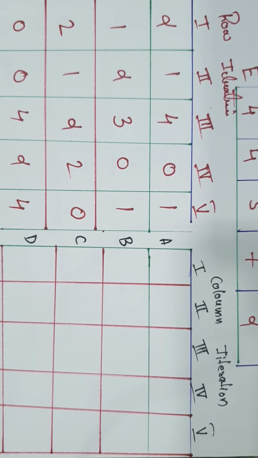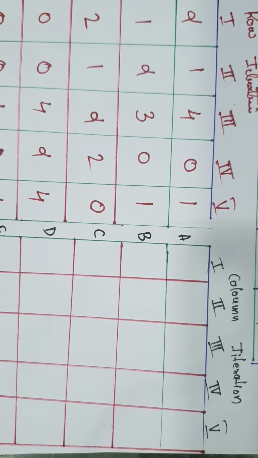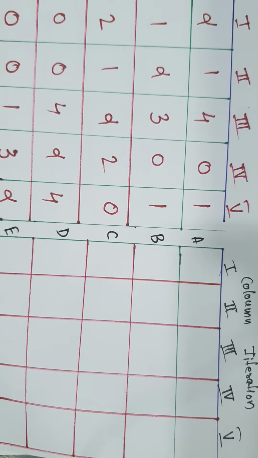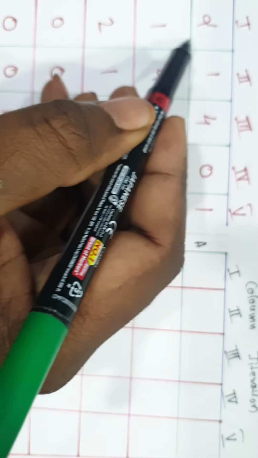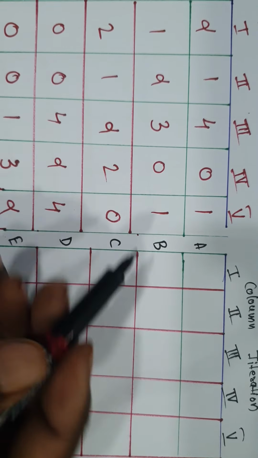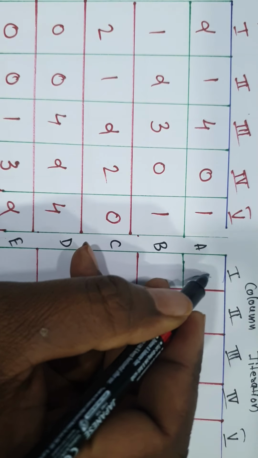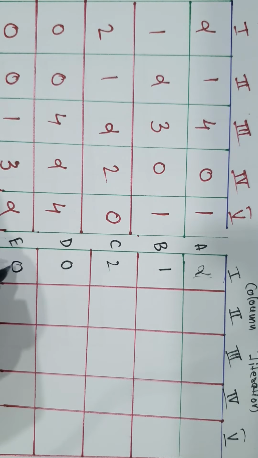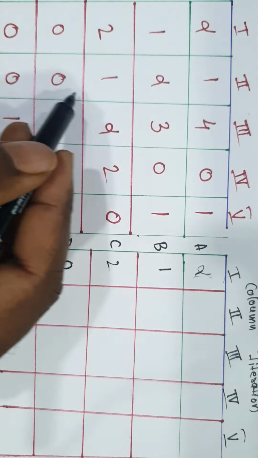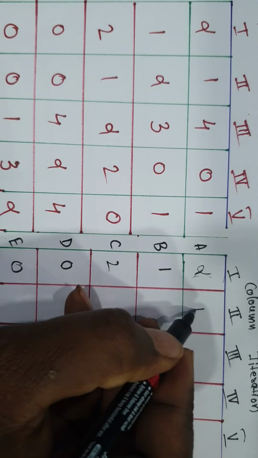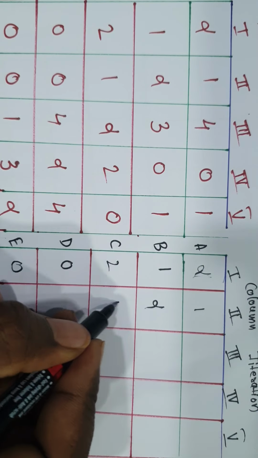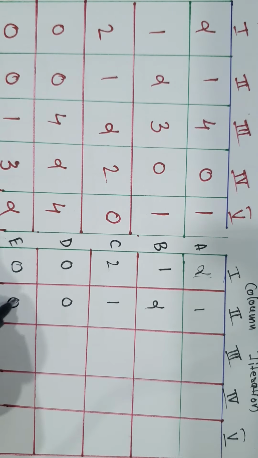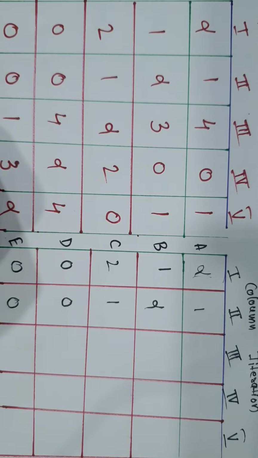As you can see in the first column, the least value 0 is there, so you write it down as it is: alpha, 1, 2, 0, 0. In the second column also you are finding 0, so 1, alpha, 1, 0, 0. In the third column also, what are you finding?